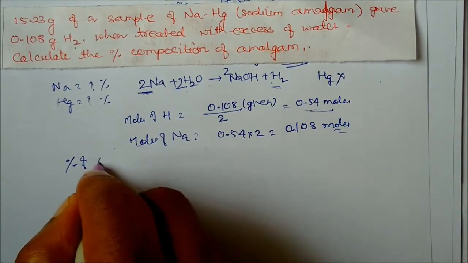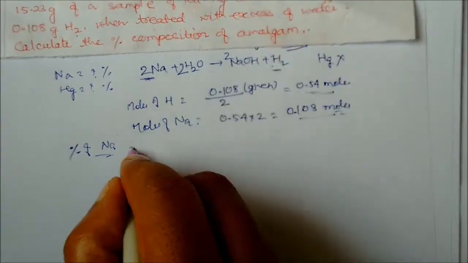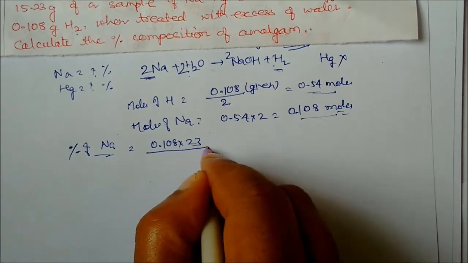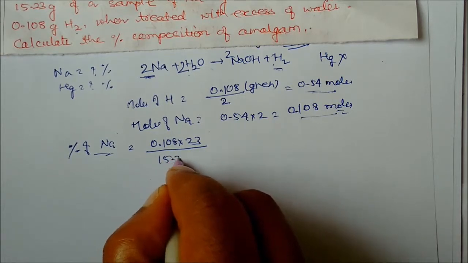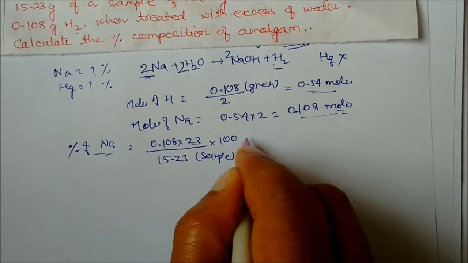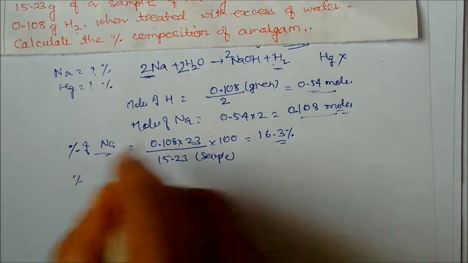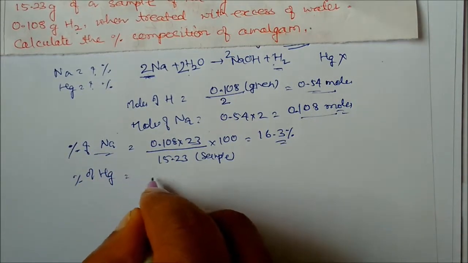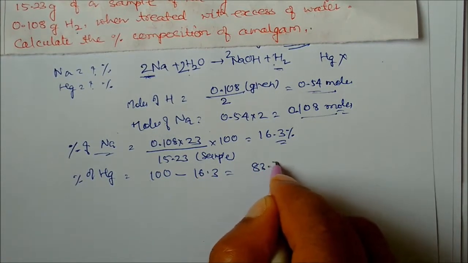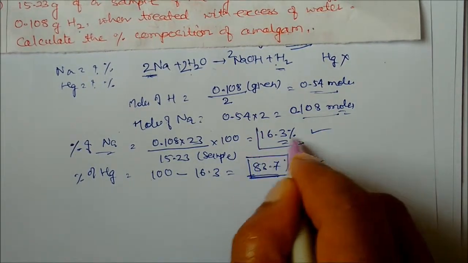So the percentage of sodium is moles into molar mass. So we will get here 0.108 into molar mass 23 and divide by 1.52 grams. So this is your sample weight. Again you multiply it by 100. So you will get here 16.3%. Similarly, this is your 100%, so the percentage of mercury will be 100 minus 16.3. So you will get here 83.7%. So this is the percentage of mercury. So we will get the answer.